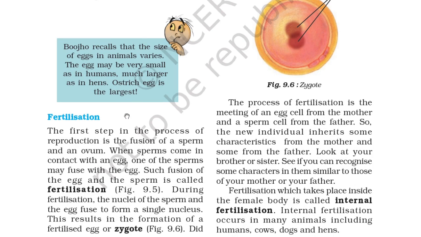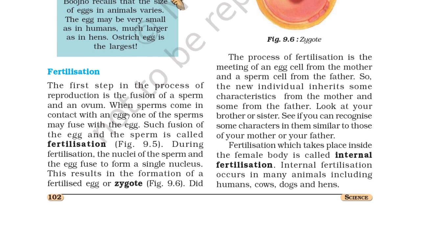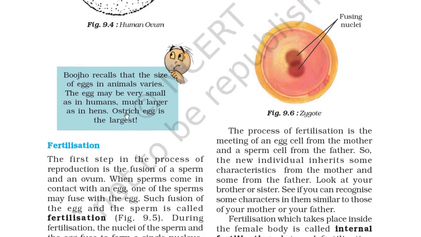When sperm comes in contact with an egg, one of the sperm may fuse with the egg. Such fusion of the egg and the sperm is called fertilization. So when the sperm is fused with the egg, it is called fertilization. You can see in figure 9.5, it is given there.